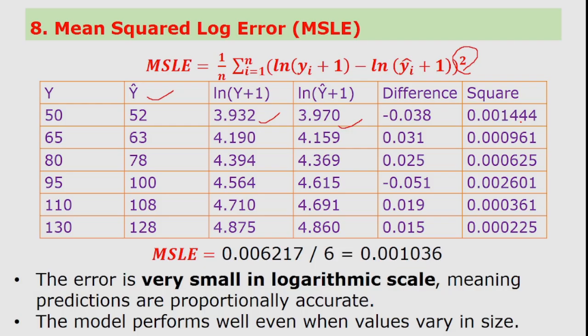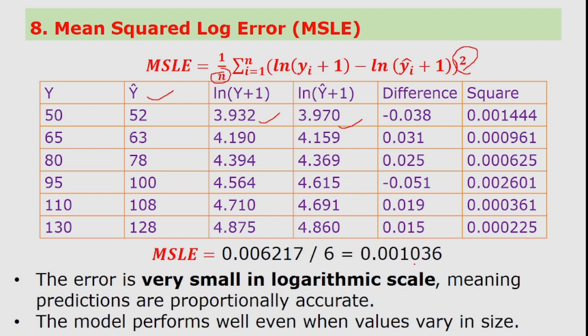Same way you do it for the remaining input parameters, and if you sum the squares, since we need to sum and divide by the number of rows (samples). So if you sum all those data, you will get 0.006217 divided by 6. If you simplify that, you will get 0.001036.